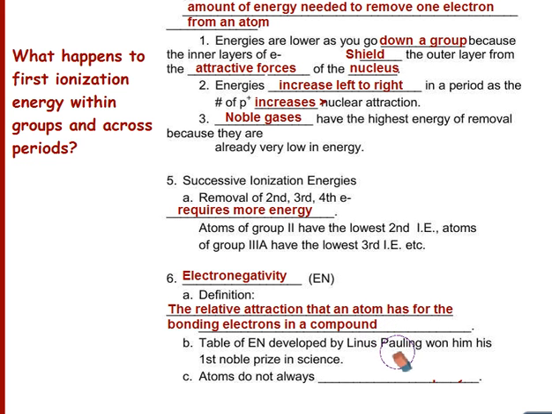The table of electronegativity was developed by Linus Pauling, and it won him his first Nobel Prize in Science. I think he's got 2. And if you have 2 Nobel Prizes, you are a pretty clever dude.